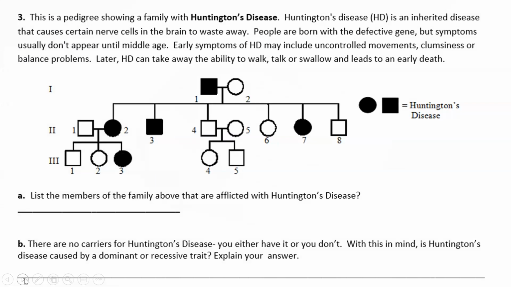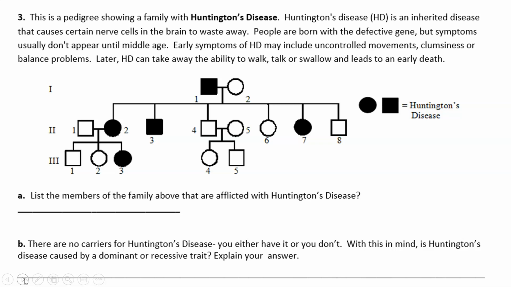Okay, question 3. This is a pedigree showing a family tree with Huntington's disease. Huntington's disease is an inherited disease that causes certain nerve cells in the brain to waste away. People are born with the defective gene, but symptoms don't usually appear until middle age. Early symptoms of HD may include uncontrolled movements, clumsiness, or balance problems. Later, HD can take away the ability to walk, talk, or swallow and leads to an early death.